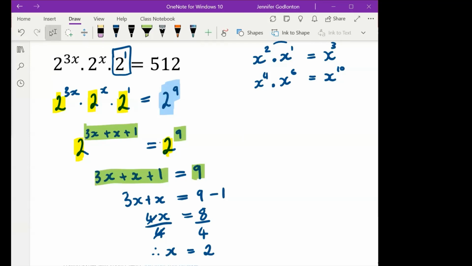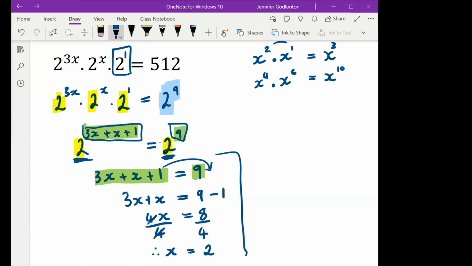Lebogang, how can I help? Can you explain from 3x plus x plus 1? Okay, so all I've done from here is I said because my bases were the same, because they both had a base of 2, I said that this exponent is equal to this exponent. So 3x plus x plus 1 is equal to 9. I moved this 1 over. I got 4x is equal to 8, and then I just divided by 4 so that my x was lonely and said 8 divided by 4 is 2. Thank you, ma'am. You're welcome.